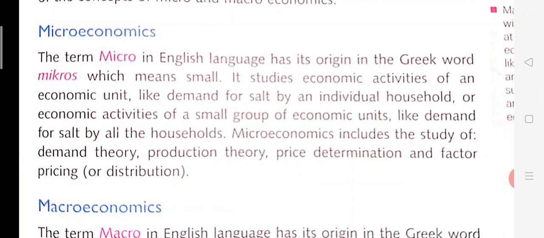Now these definitions are further given. I hope that you got the concept of micro and macro. Now let us discuss one by one.